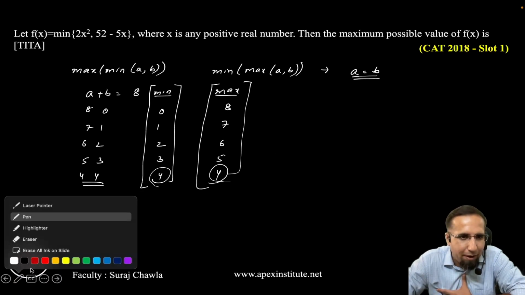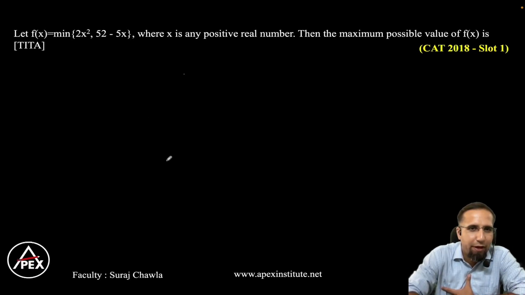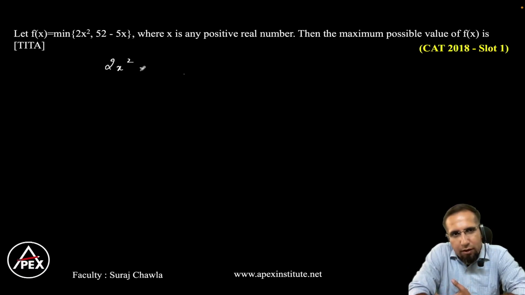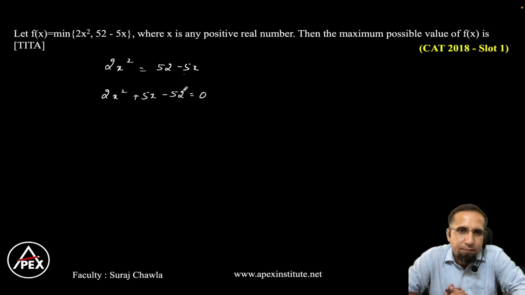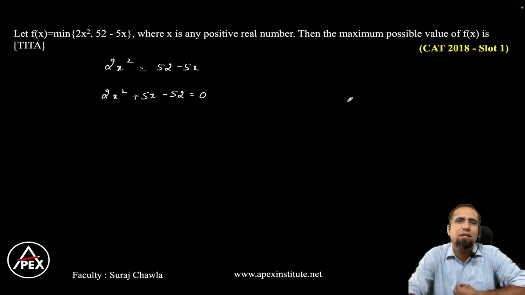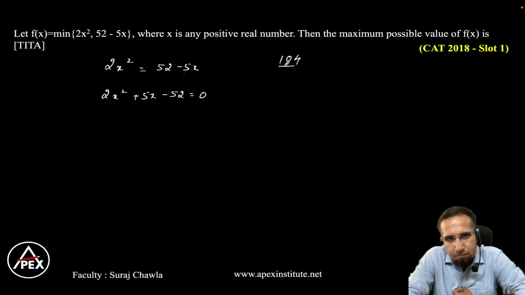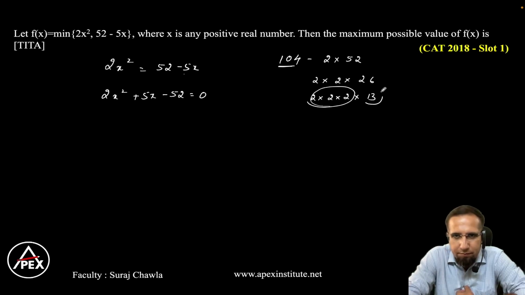So let's solve this in a very simplified manner. This will only happen when you have 2x square is equal to 52 minus 5x. So what do we have here? We have 2x square plus 5x minus 52 is equal to 0. Clear? So 52 into 2 is 104. Now 104 can be written as 2 into 52, or I can break this as 2 into 2 into 26, or we can write this as 2 into 2 into 2 into 13. So we have 8 and 13.